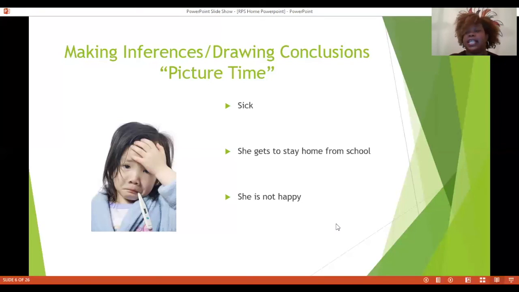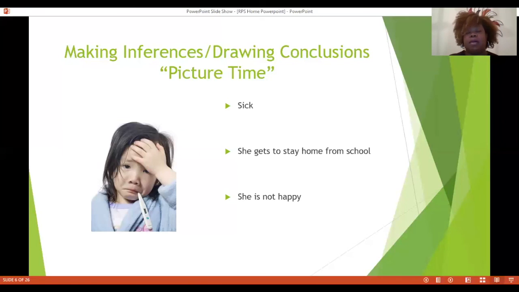And she is not happy. Now, why would I think she's not happy? She looks like she's about to cry. It's not a great feeling to be sick. She could be in pain. So these are all of the ways that we drew inferences from this picture.